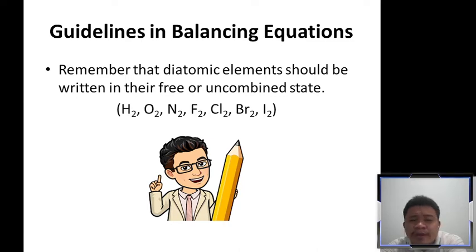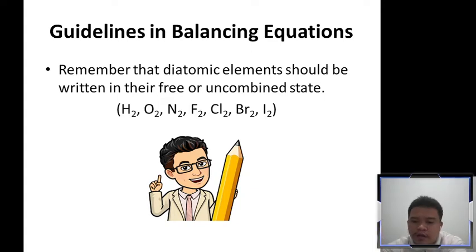So we have some examples here like hydrogen, it's always written as H2, oxygen is always written as O2, nitrogen N2, fluorine F2, Cl2 for chlorine, bromine as Br2, and iodine as I2. They are diatomic elements. They should be written in their free or uncombined state, such as this. Okay, you cannot write them as a single H, especially if they exist alone in the equation. Unless they are combined with other elements, you have to write them in their free or uncombined state. Okay, you have to remember that.